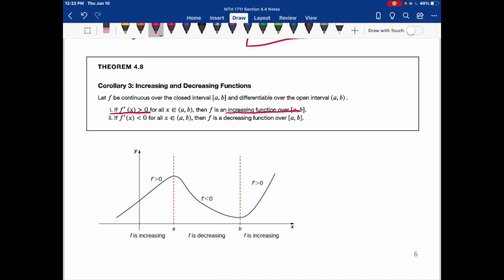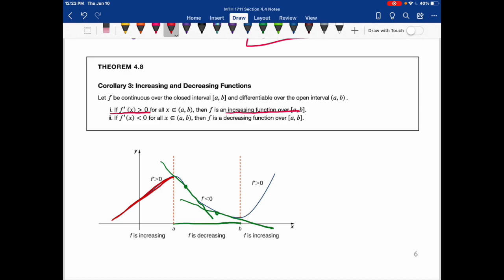Now the same thing goes for that part too. If the derivative is negative for all the x's on that interval, then f has got to be decreasing because the slope of the tangent line at any point on that interval is negative. It's got to be decreasing. So if we look at this graph here that gives us a visual representation, if we look at the interval from a to b, if I look at any point on that interval, the tangent line is going to have a negative slope. So that's decreasing.